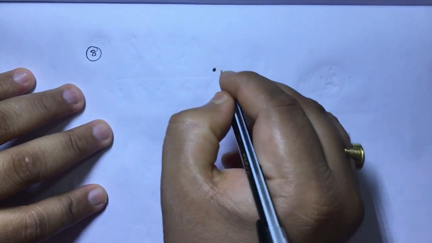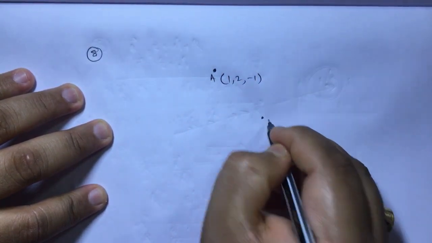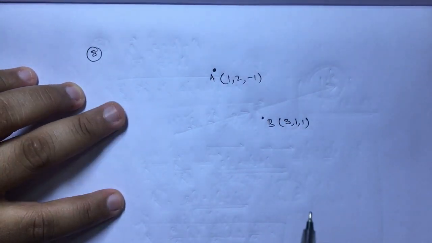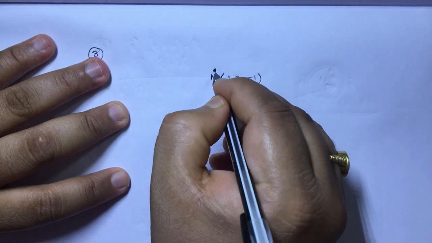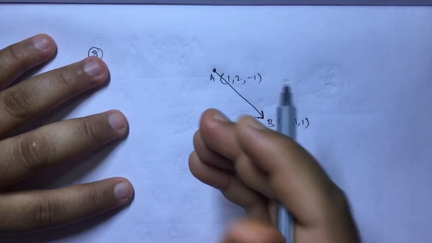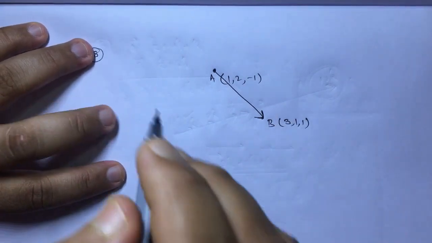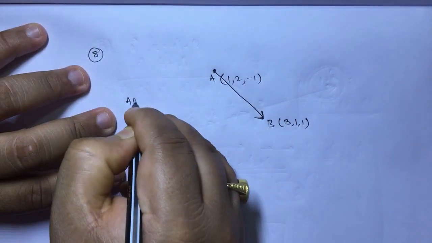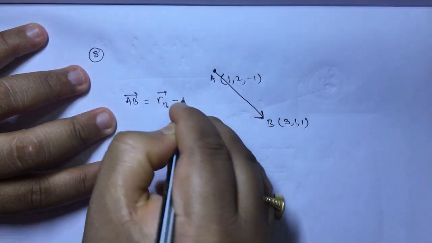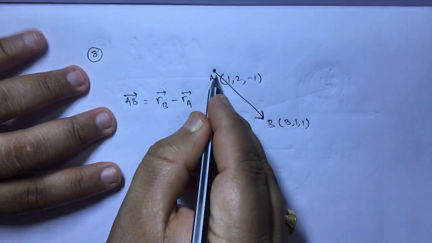There are 2 points given. A is a point whose coordinates are 1, 2, -1, and B is another point whose coordinates are 3, 1, 1. And what is the question? Find AB vector, and its magnitude. So how to find AB vector? I have already told that AB vector, or displacement vector, can be written as RB vector minus RA vector, position vector of the second point minus position vector of the first point.